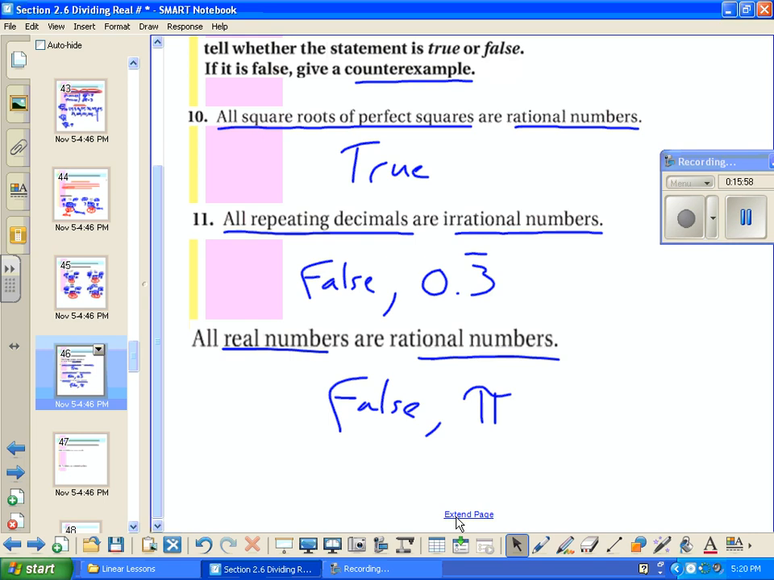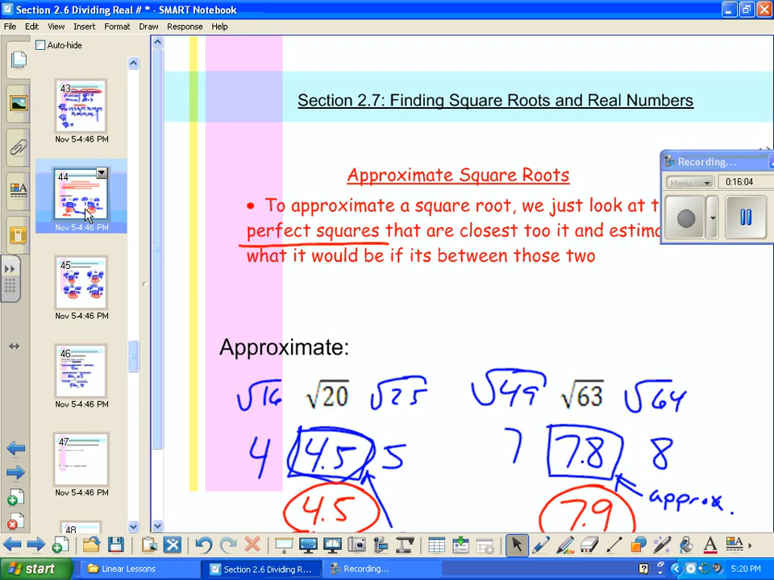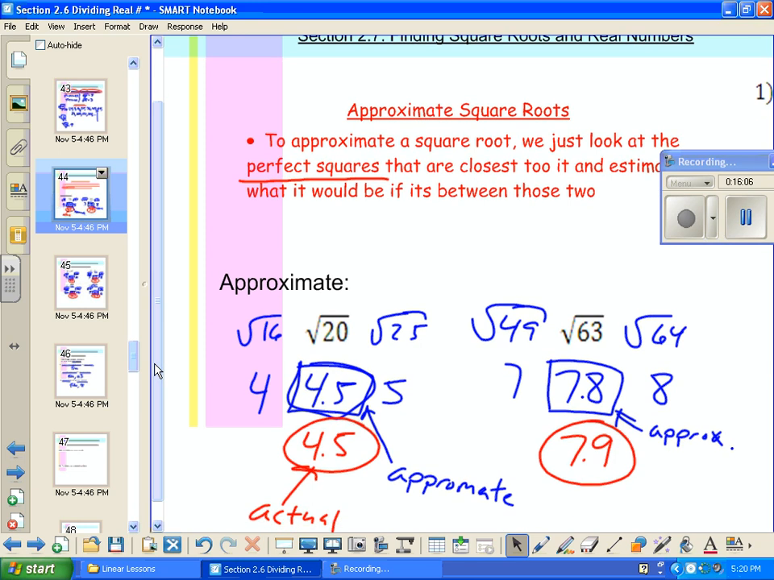So you'll be dealing with a lot of problems like this today. Some true-false statements, and also some dealing with the perfect squares and approximating square roots without a calculator, or at least trying it first without a calculator.